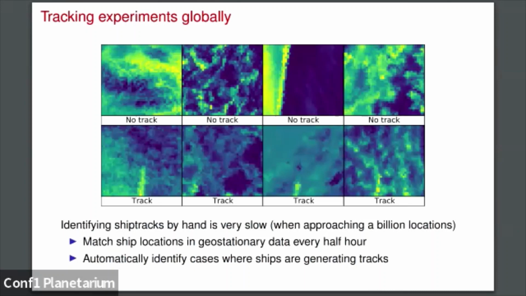So obviously we get the computer to do it, and we train it to identify cases where we know there's a ship. We can look at the satellite image or the near infrared image and ask, is that ship generating a track? We've got a selection of cases here across the top where the ship was not generating a track and cases down the bottom where it was, so the sulfur emissions are strong enough to modify that cloud.